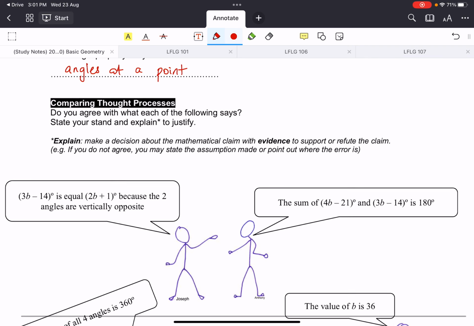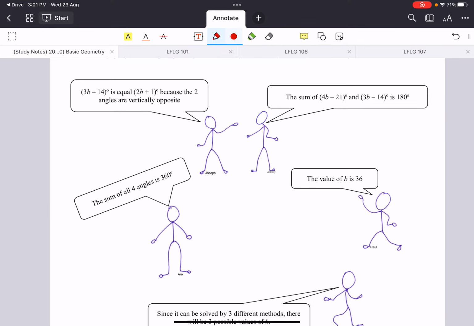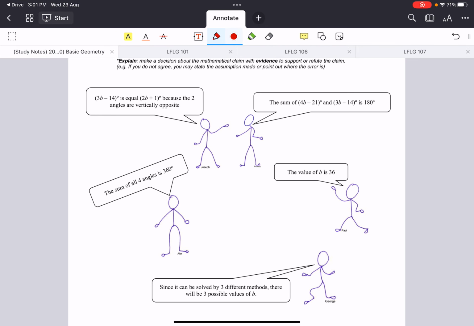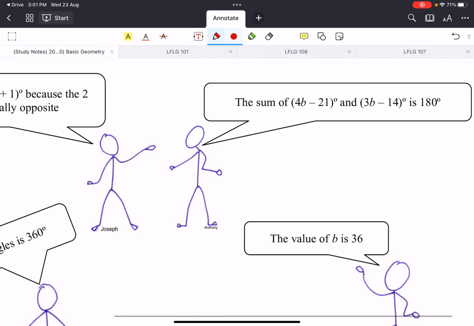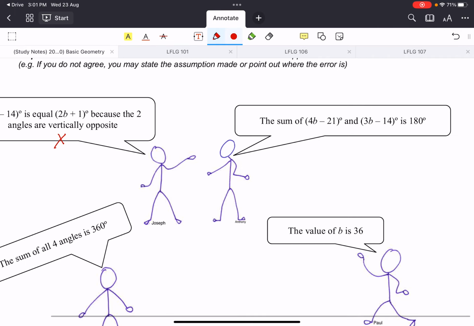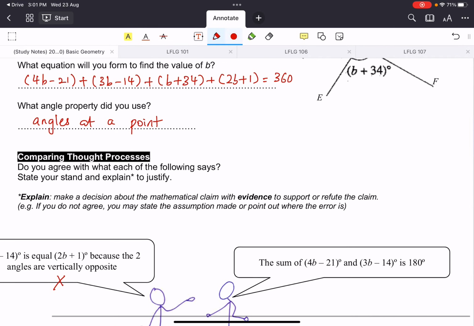Okay, so here are some of the arguments that some people may have, right? In this case, we have the first person, Joseph. Joseph says that we can use vertically opposite angles. We have already explained this is not a good idea because we should not assume that the lines are straight if they are not mentioned, right? Now over here, who is this? Anthony. Anthony says the sum of 4b minus 21 and 3b minus 14 is 180.